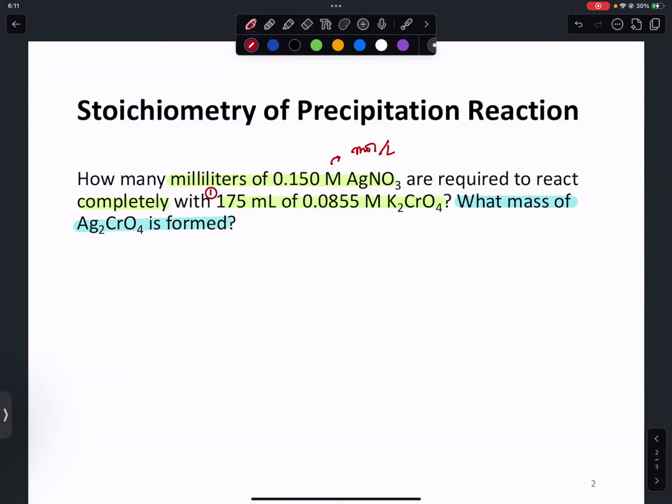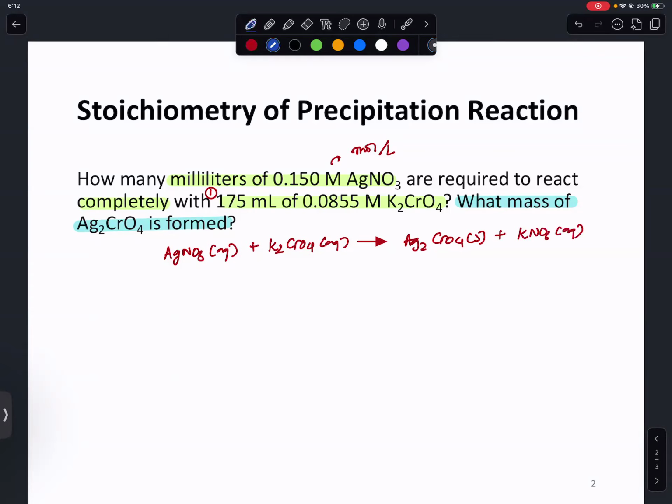First things first, since this is a stoichiometry type of problem, we need to start by writing the balanced chemical equation. So for the balanced chemical equation, we have silver nitrate plus potassium chromate will give me silver chromate, and this is a precipitate, plus potassium nitrate. And then I'm going to balance it. So we can put 2 right here and then 2 right here.